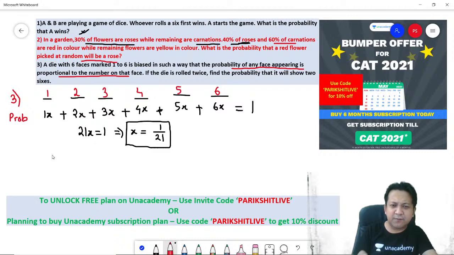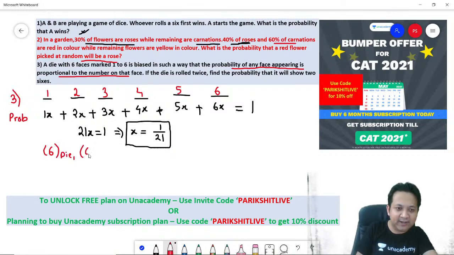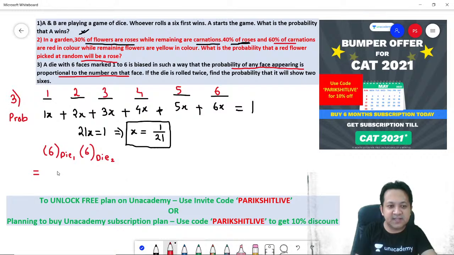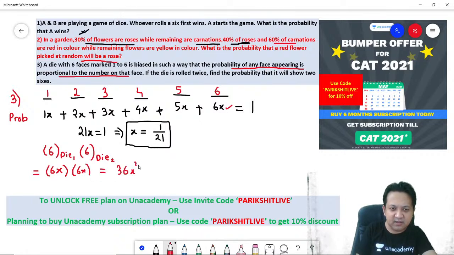Find the probability that it will show 2 sixes. What is the probability of 2 sixes? It means a 6 on die 1, and then another 6 on die 2. That's the probability, right? What is the probability of 6 on die 1? The probability of 6 on die 1 is 6x. Similarly, the probability of 6 on die 2. Remember, the probability of 6 appearing is 6x. Correct? So how much is it? Multiply this. 6 into 6 is 36x squared.